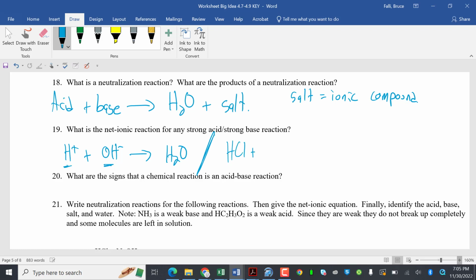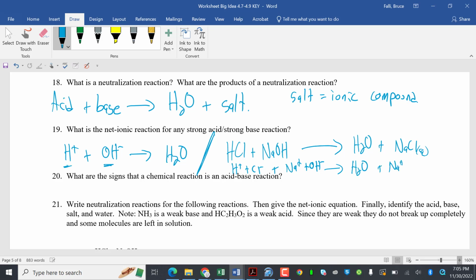HCl plus NaOH, right? So this is a strong acid, H positive plus Cl negative, plus a strong base, Na positive plus OH negative. And what I would get here would be water, H2O, and salt, NaCl. But remember, this would be aqueous, so I would write it as ions. So it's going to give me water, which I hold together, plus Na positive plus Cl negative. And then I would cancel out my common ions. That's it.